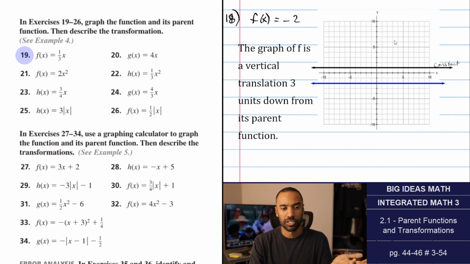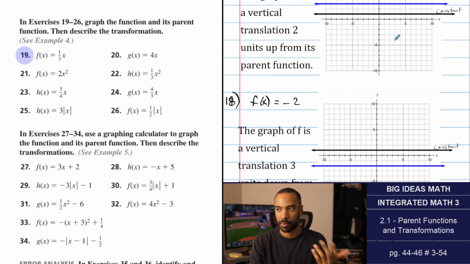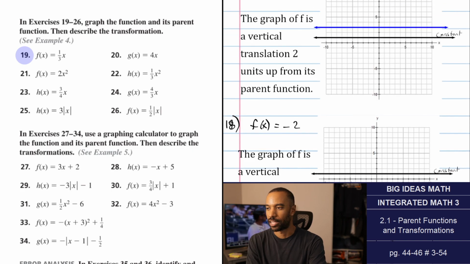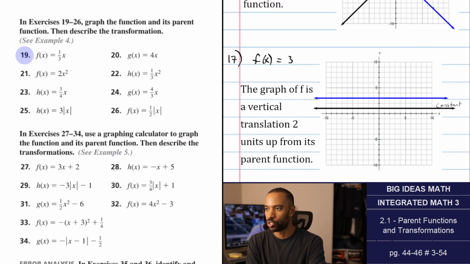Okay, it's more of the same, only now it's no constants. We got some fractions. We're going to talk about some vertical shrinks. I got to get the linear, quadratic, and absolute value ones ready. I'll just kind of shift them down a little bit.